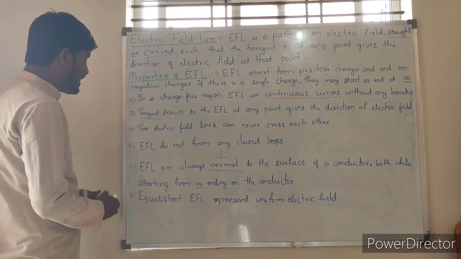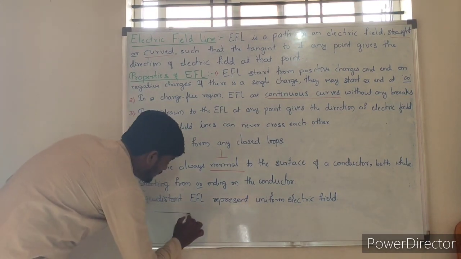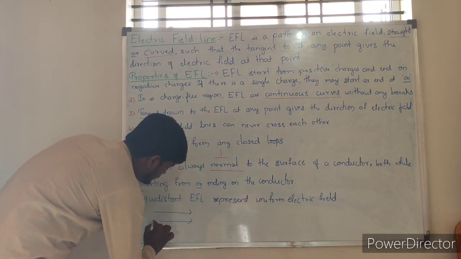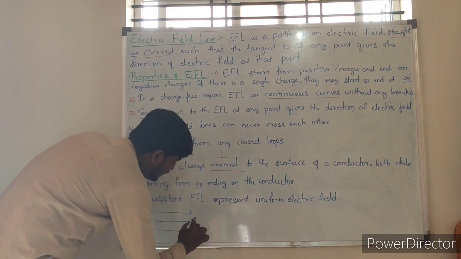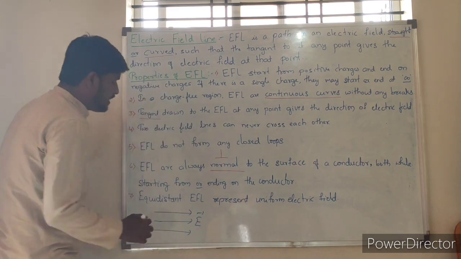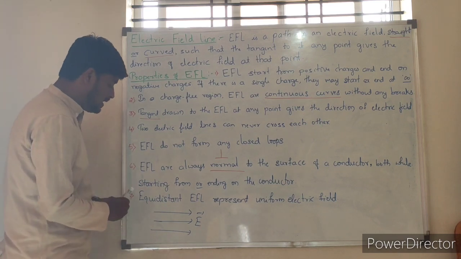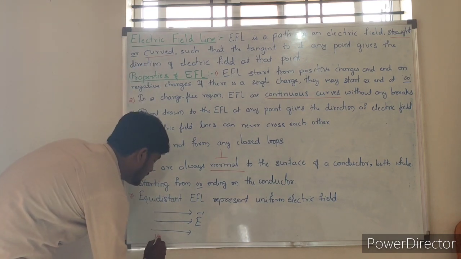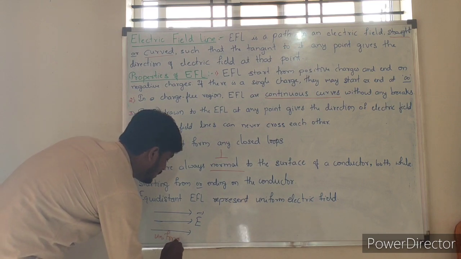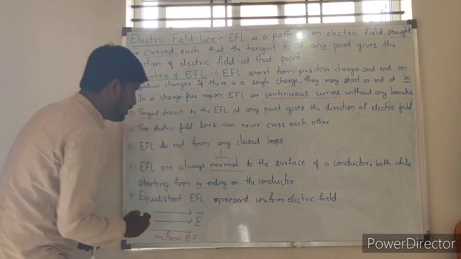So let me draw some electric field lines like this. Suppose if I draw the electric field lines like this, so this is the direction of the electric field. Look at this. All three lines are equidistant, hence this is referred to as a uniform electric field.